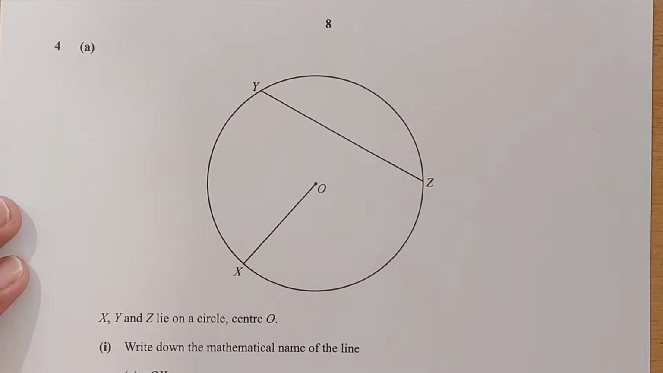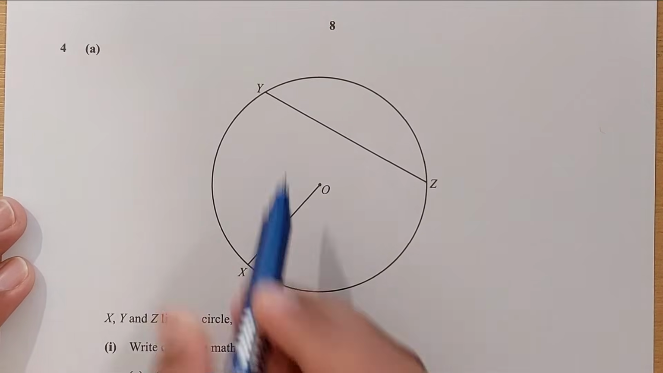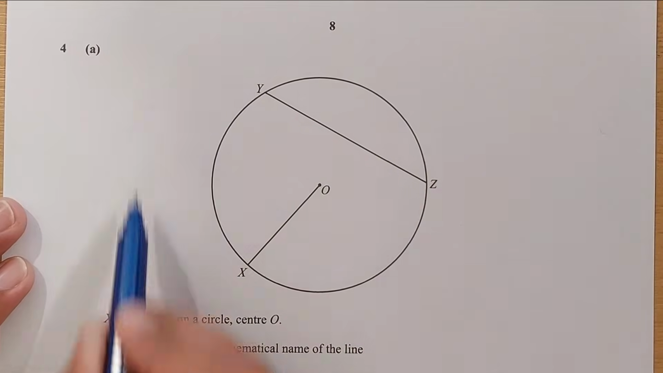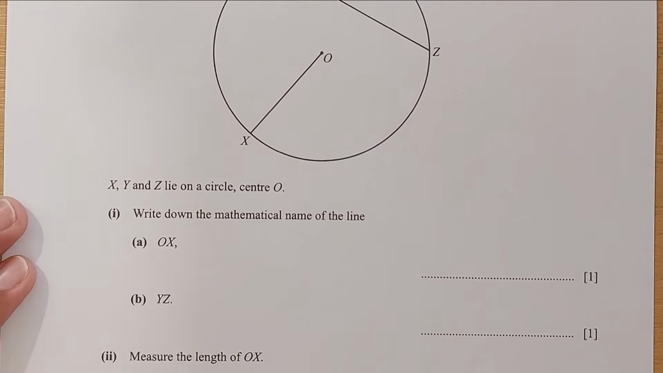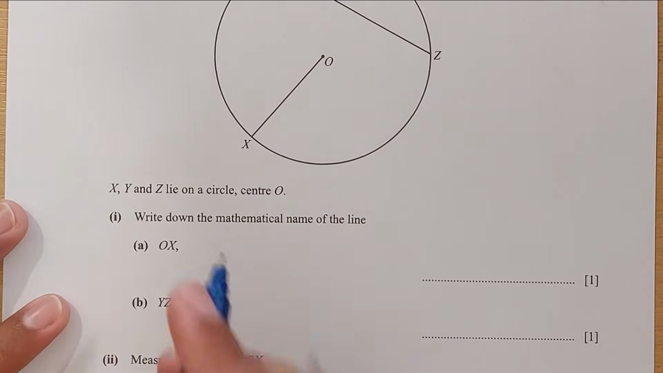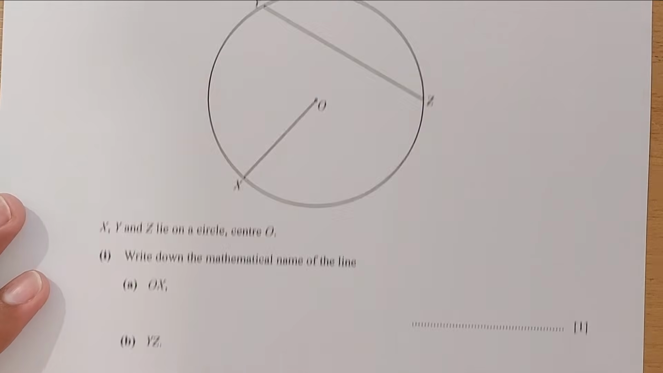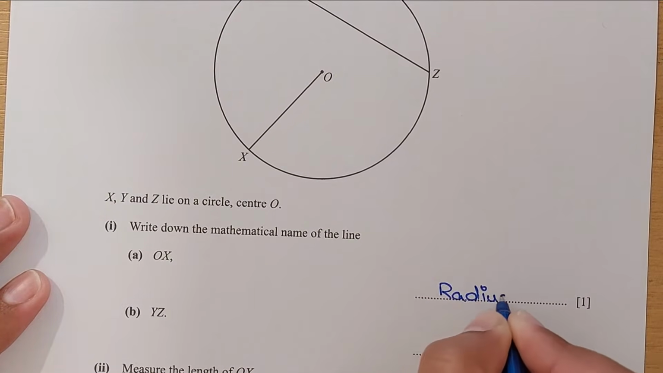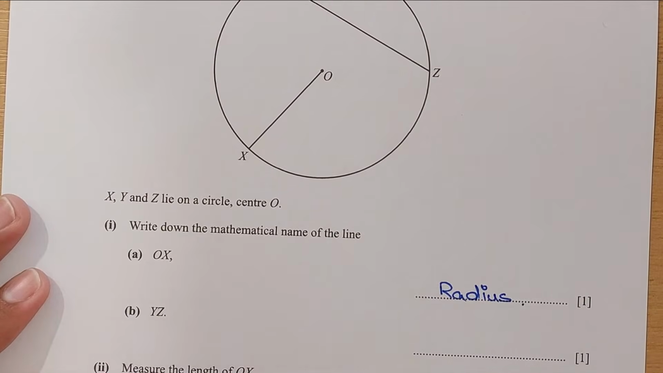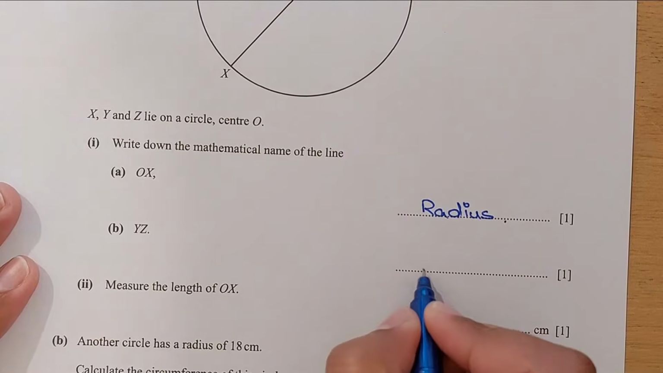Question number 4, part A. X, Y and Z lie on a circle with center O. So this is X, Y and Z, and the center of the circle is O. Now for part 1, write down the mathematical name of the line OX. Okay, so what is OX? That is a radius of the circle, so its name is radius, right? And YZ is a chord. Yes, so its name is chord.